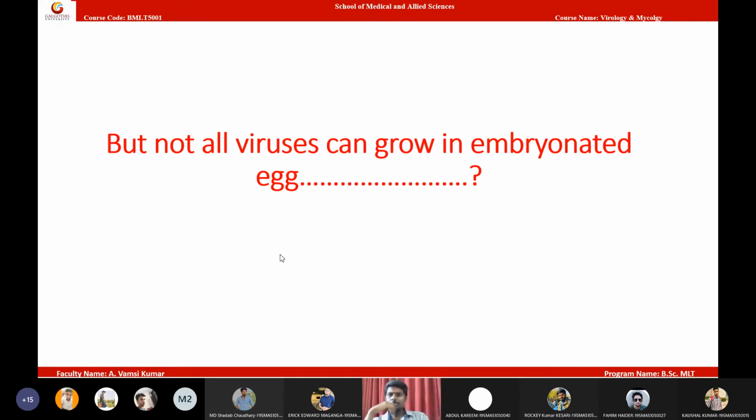Then what should we do? Only 30% of viruses can be cultivated in embryonated eggs. Then what about the 70%? Either we should take animals or we should take humans. Unfortunately, these 70% are human specific viruses. Will you take a human as a subject, as a living animal for growing these viruses? That is not possible. We need an alternative method. We cannot take humans for the growth of viruses. We need an alternative which resembles a human to grow the viruses.